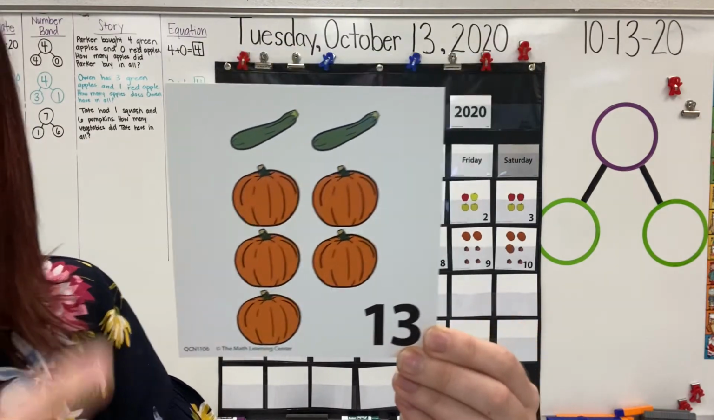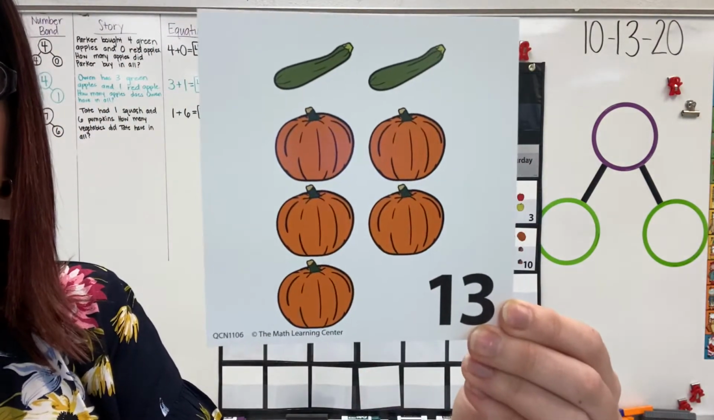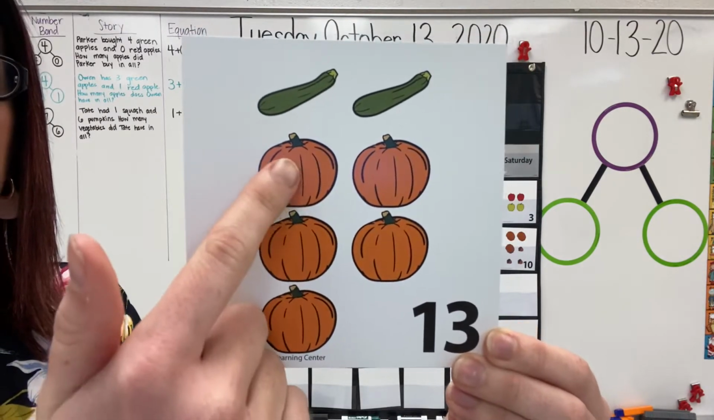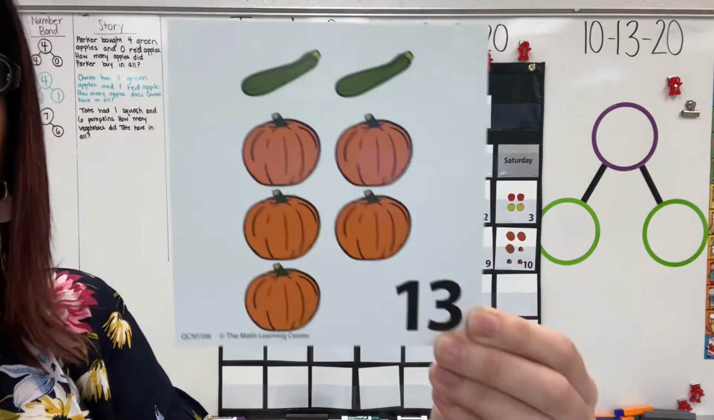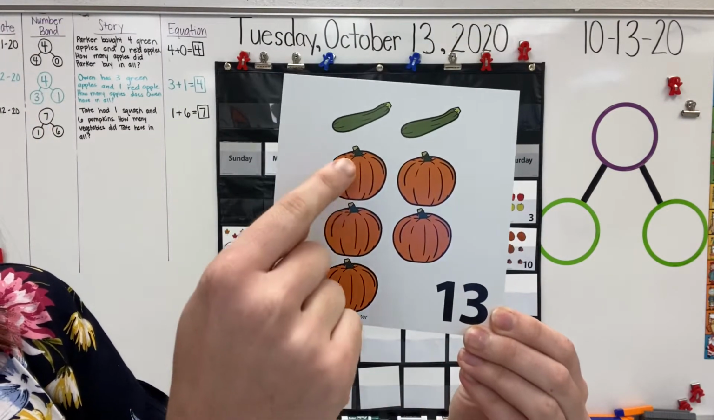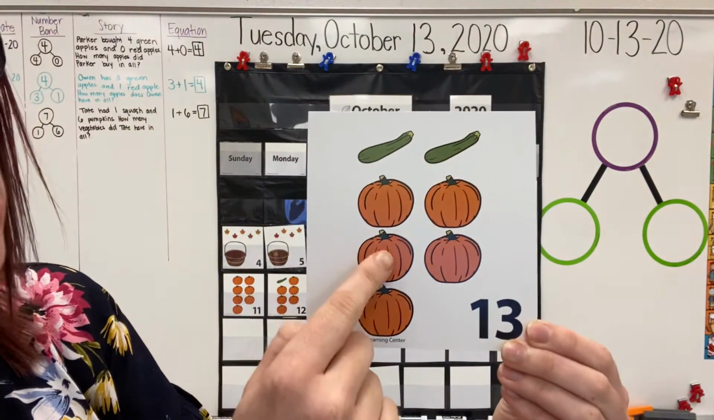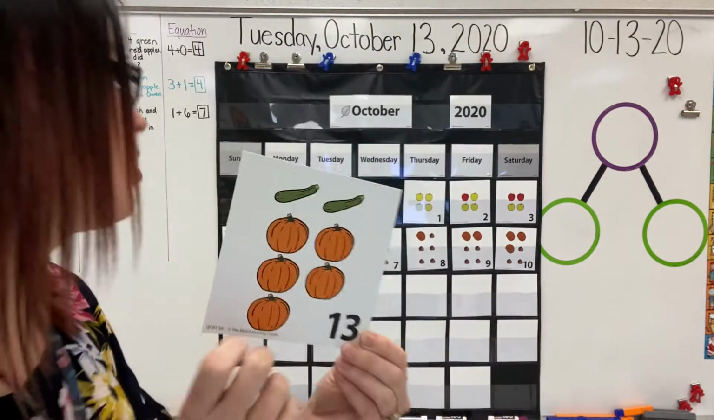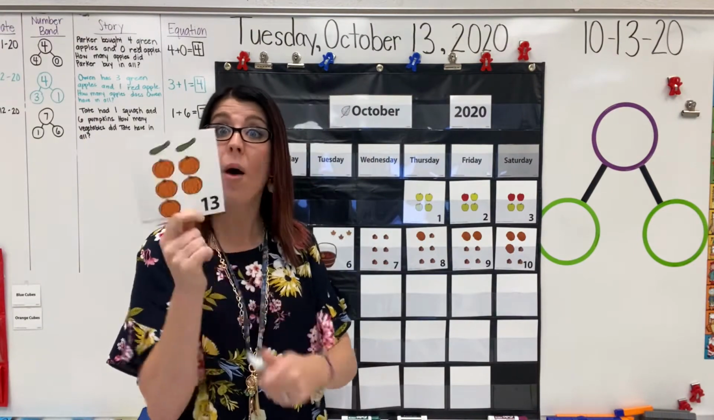So let's start with how many vegetables are on this whole picture, all of them together. 1, 2, 3, 4, 5, 6, 7. Notice when I count, every vegetable got one number and only one number. So there are 7 altogether, 7 on the whole picture.